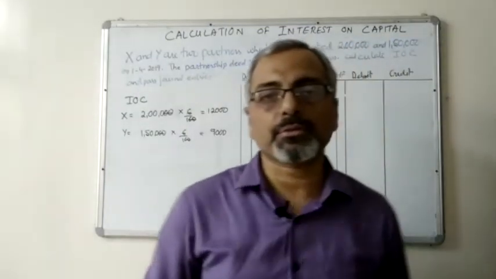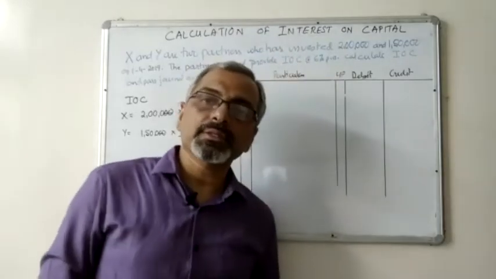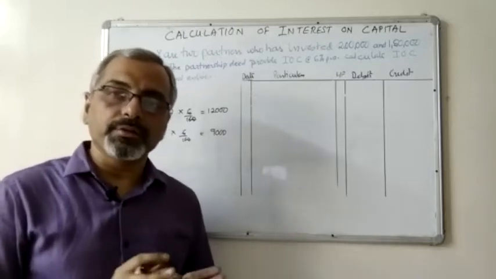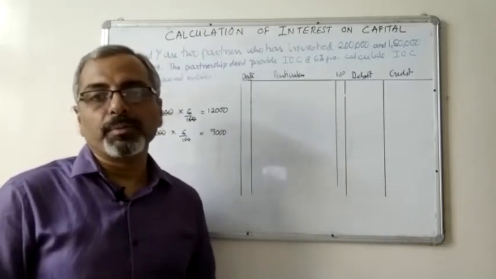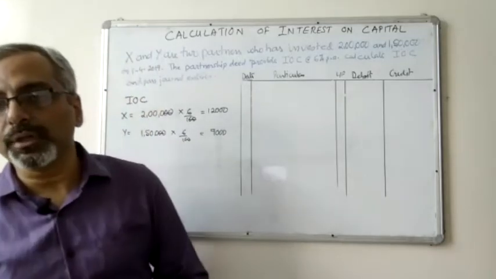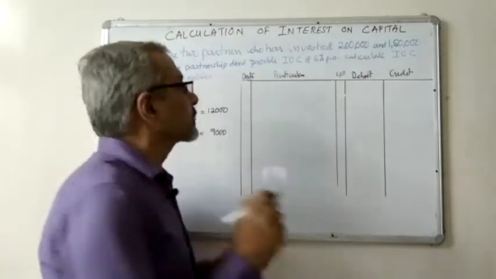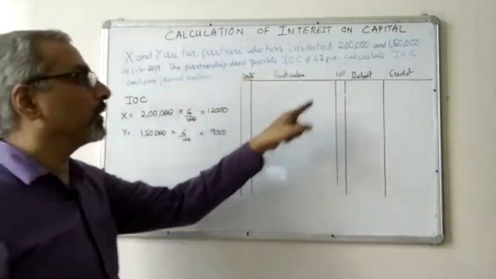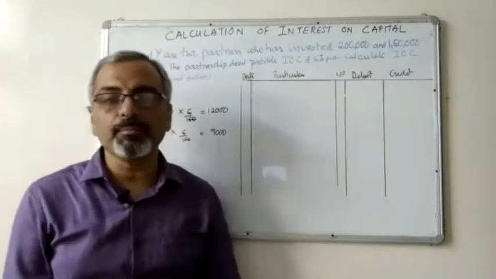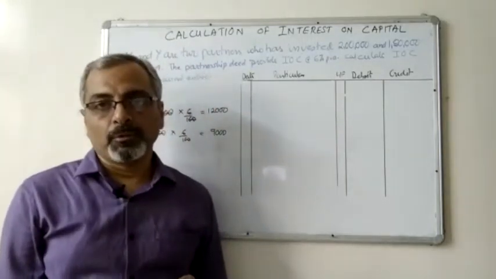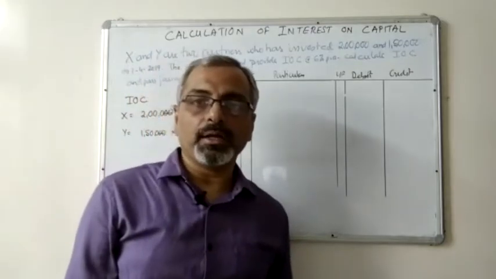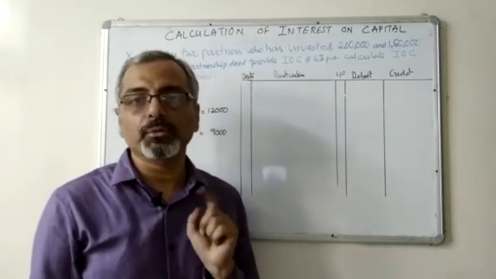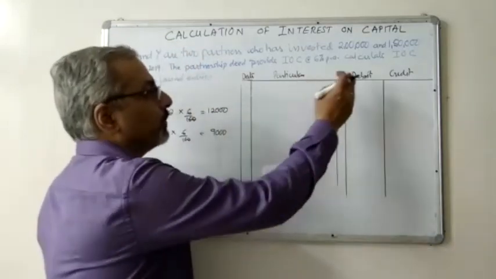After the calculation of interest on capital, we will now go on to pass the journal entries. They are very, very simple. The first journal entry will be for the interest on capital, and the second journal entry will be the transfer of interest on capital to the profit and loss appropriation account. So we'll start with it. See the format of the journal. This is the format of the journal. Date, particulars, ledger folio, debit and credit. It is very, very important to draw the format. Format carries a lot of marks, so don't forget to draw the format. Date, particulars, ledger folio, debit and credit.